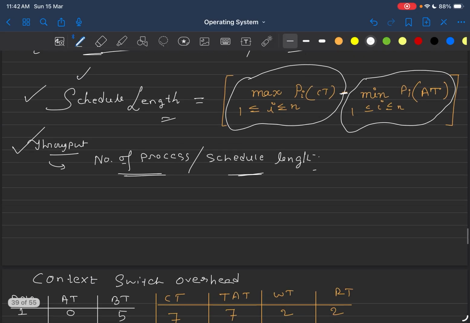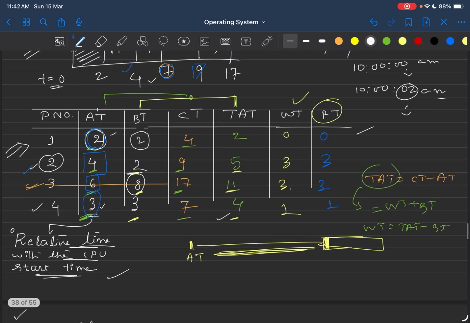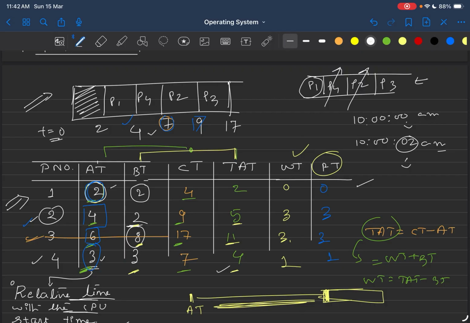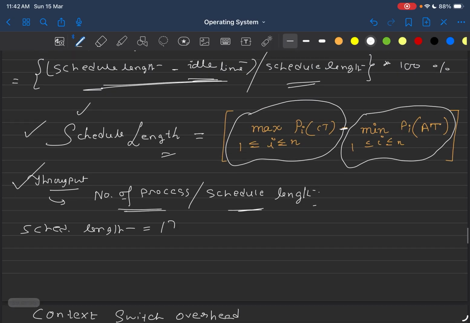So in this example now let's calculate this CPU efficiency. What is the schedule length? Before that let me calculate schedule length. Across all the processes what is the maximum completion time? 17 is the maximum completion time, and across all the processes what is the minimum arrival time? That is 2. So your schedule length will be 17 minus 2, that is equal to 15.